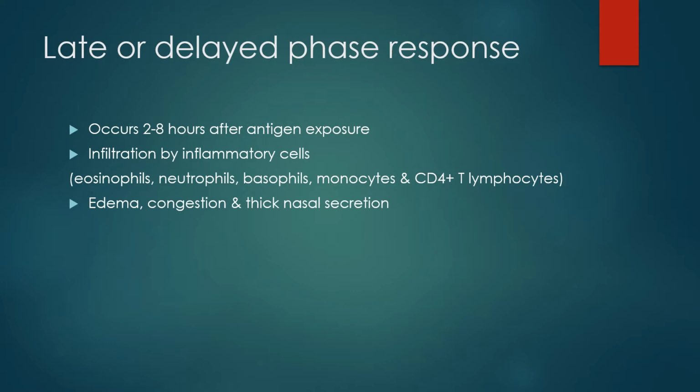The late or delayed phase response occurs within 2 to 8 hours after antigen exposure, and is caused by the infiltration by inflammatory cells like eosinophils, neutrophils, basophils, monocytes, and CD4 T lymphocytes. It leads to edema, congestion, and thick nasal secretions. In the event of repeated or continuous exposure to the allergen, the acute phase symptomatology overlaps the late phase.